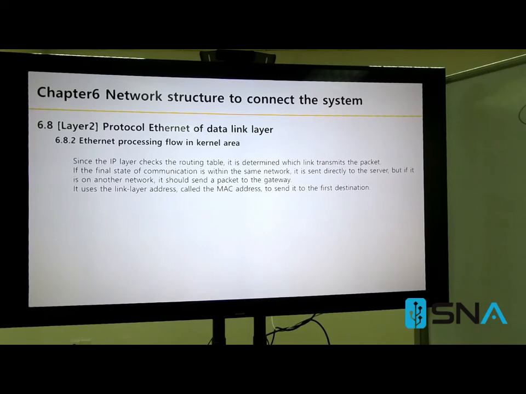Since the IP layer checks the routing table, it determines which link transmits the packet. If the final destination of communication is within the same network, it is sent directly to the server. But if it is another network, it should send the packet to the gateway. It uses the link layer address, called the MAC address, to send it to the first destination.